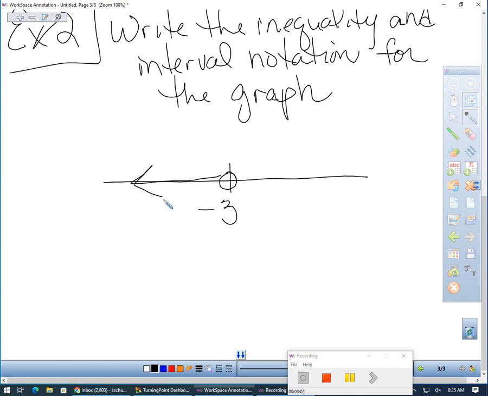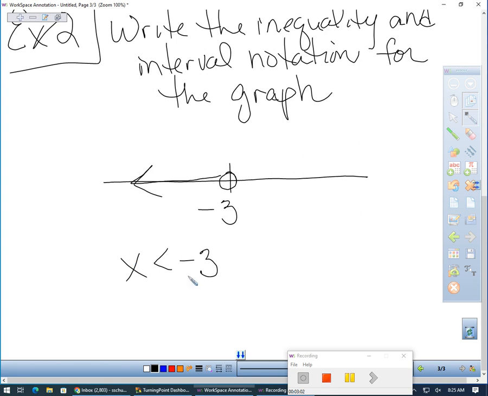So let's start with our inequality. You always start with a variable. Doesn't matter what your variable is. I'm going to pick X. My arrow looks like that, which means that's my inequality sign. It is an open dot, so do I have to put the line underneath my inequality sign? Nope, good. And it stops at -3. So X is less than -3.